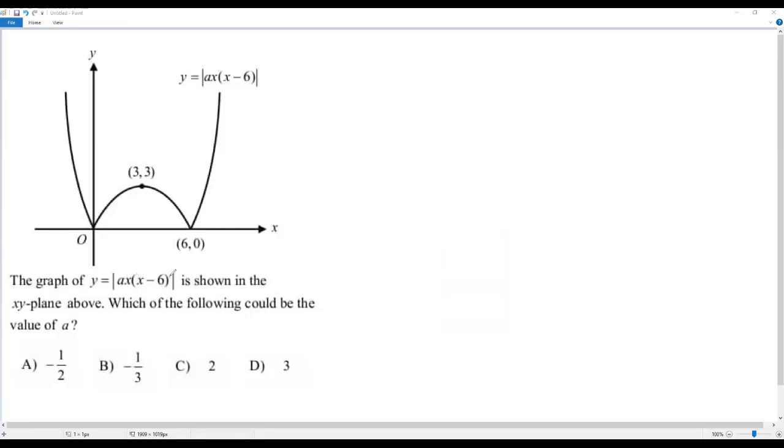Okay, here in the given function, we have the constant a and we have to find the value of this constant. Now let me take the given function as it is: y equals the absolute value of ax times (x minus 6). To solve for a, we can consider one of the points we have on the graph. We have 3 points on the graph.